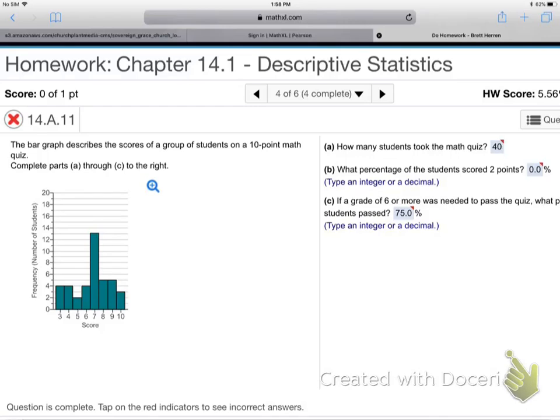Okay, the bar graph describes the scores of a group of students on a 10-point math quiz. So that's how they did. It says how many students took the math quiz. How did I come up with the answer of 40? You're supposed to somehow take this bar graph and figure out that 40 people took the quiz. How do you know that? Kind of running things backwards now. Instead of making a bar chart, we're reading a bar chart. So how do we read that thing? How do you look at that and know 40 people took it?